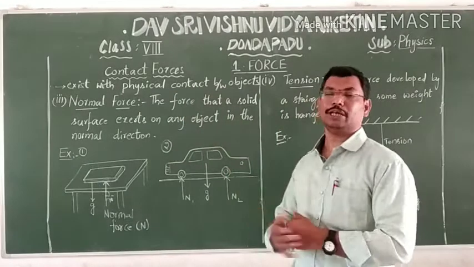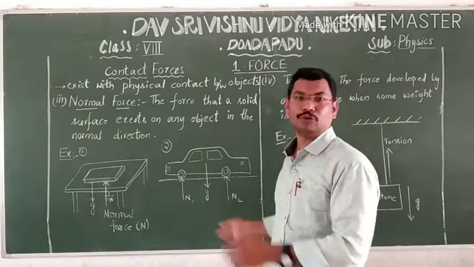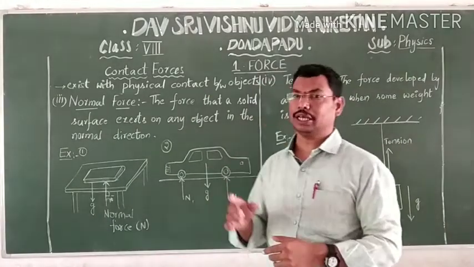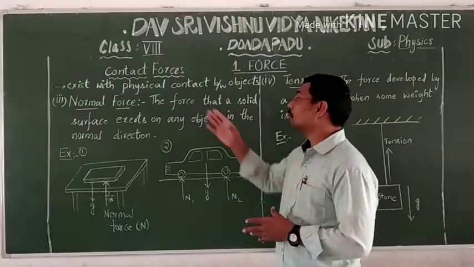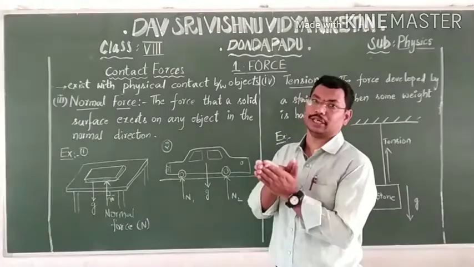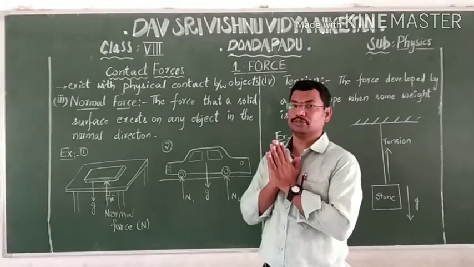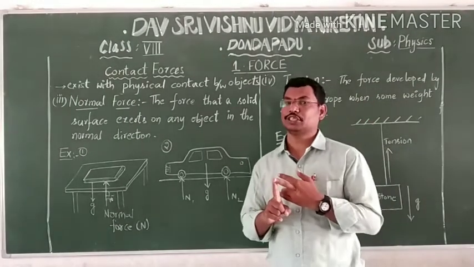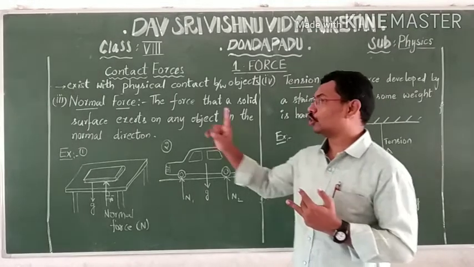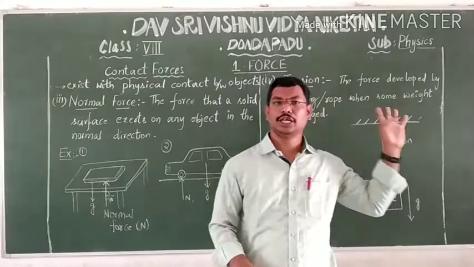These are the 4 types of contact forces that we discussed. Once again I'm telling, contact forces means forces that exist with physical contact between the bodies. So the examples we have seen: first one is muscular force, second one is frictional force, third one is normal force, and fourth one is tension.